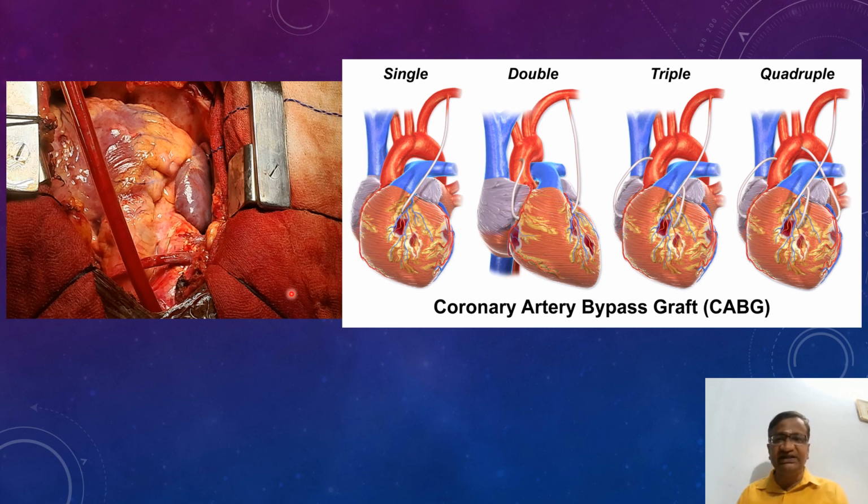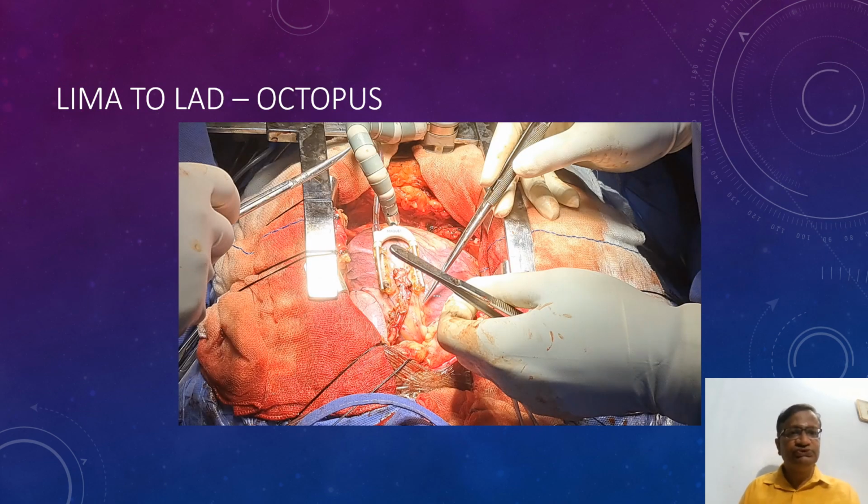That's where the puncture is done in the aorta. And in triple vessel disease, here you can see this quadruple. Now LIMA to LAD, this is the octopus machine which stabilizes the heart. The LIMA is being grafted from here. It is on the chest wall from down. They will go down and graft the LIMA.